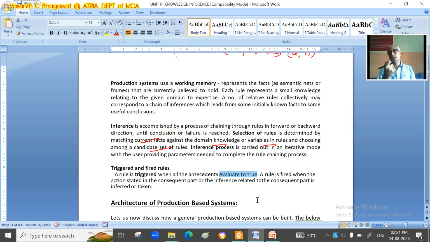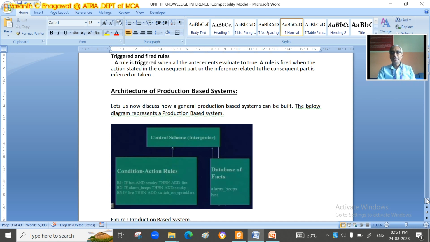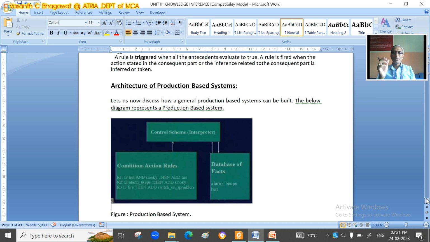Once the rules have been triggered, actions are going to follow. So this is what we are talking about, a production system. Now let us discuss in general how we are going to build a particular production system. You can see here this diagram clearly gives us a representation of a production system.